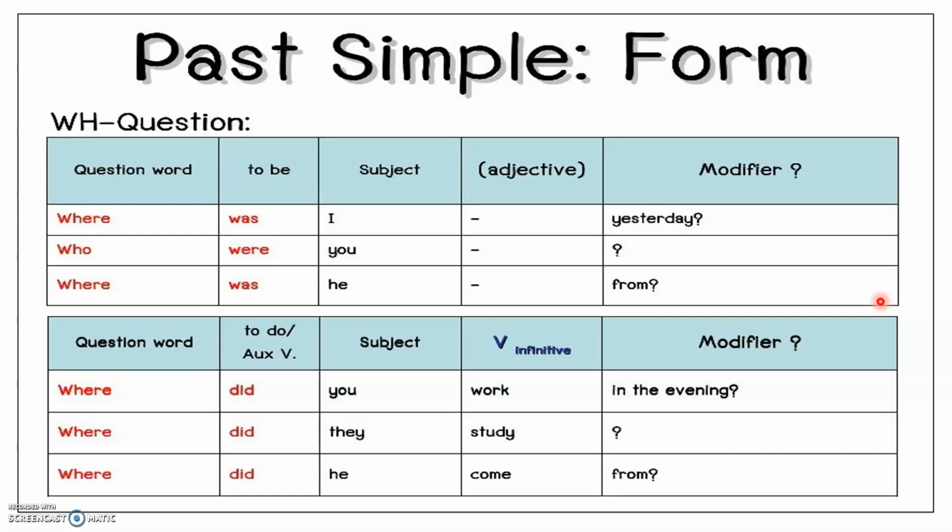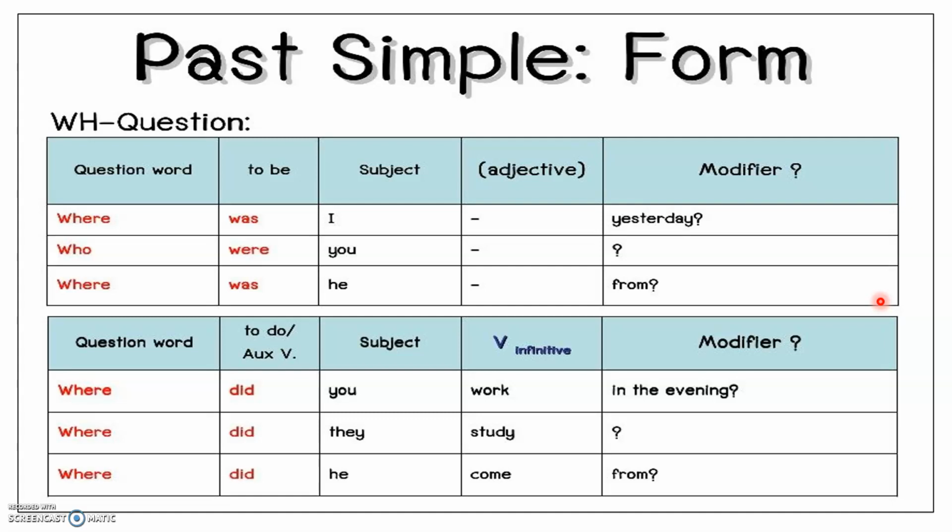Now, this is according to the yes or no questions, and according to the WH questions. If you remember the WH questions, like who, if I am asking about a person, where for the place, when for the time, why for the reason, and what for things.